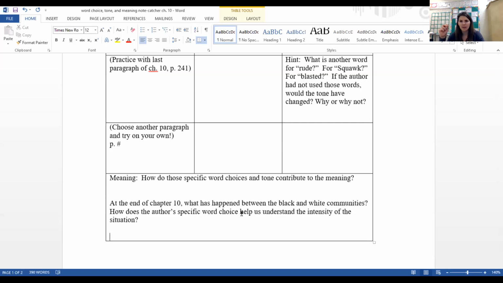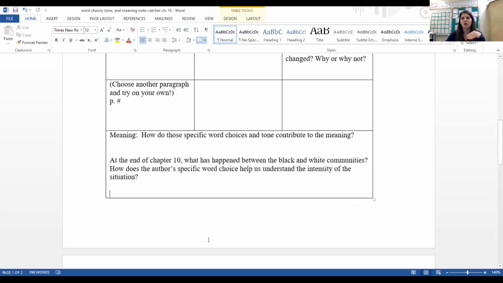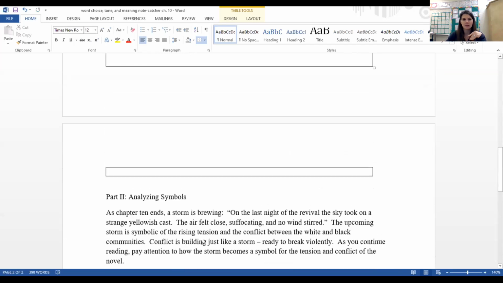So tell me what's happening more specifically between the two communities, because there's more than what I just said. And then how does the word choice, the things that Mildred Taylor says, help intensify this situation? She could just put it down like I just said. Yep, they showed up, they're not getting along, blah, blah, blah. But she chooses very well her words to describe what's going on. All right, pause and come back for symbolism. Make sure that this whole chart is filled out, and then we're gonna go down to analyzing symbols.